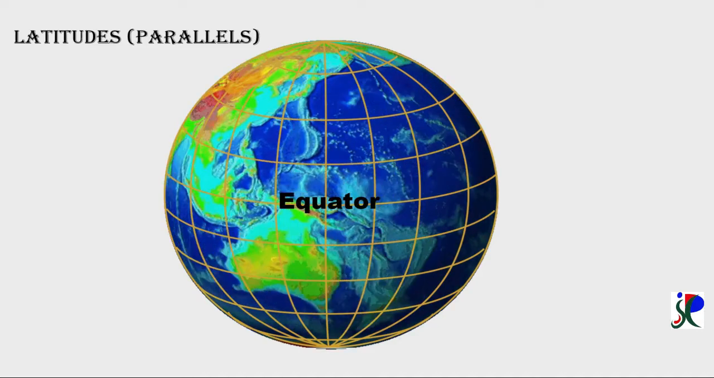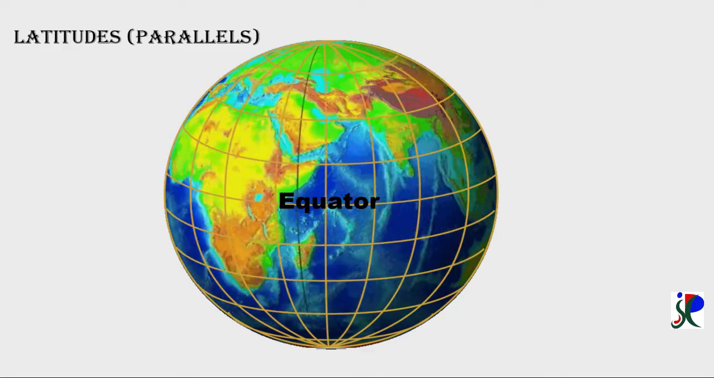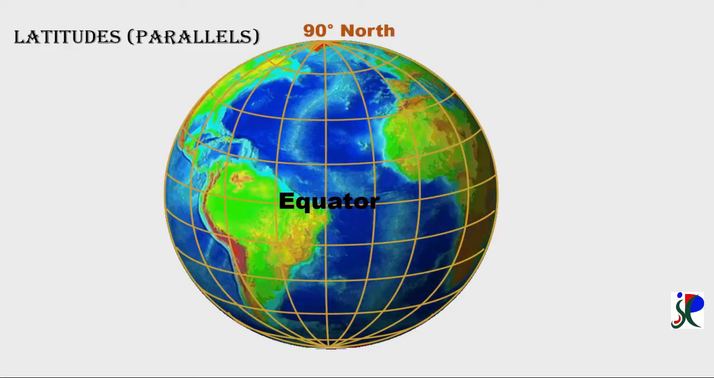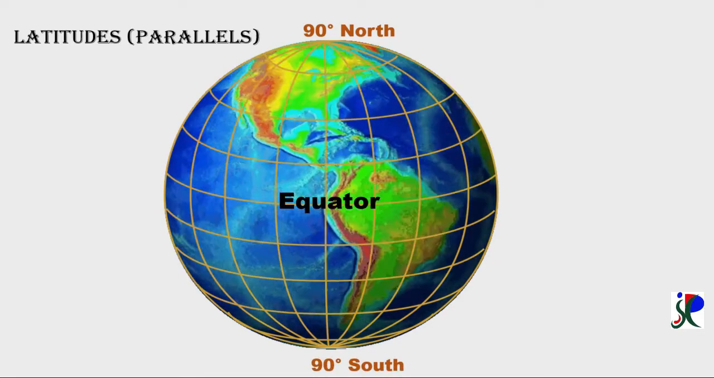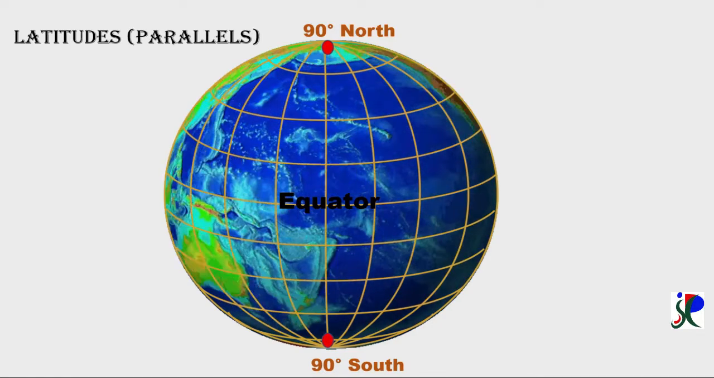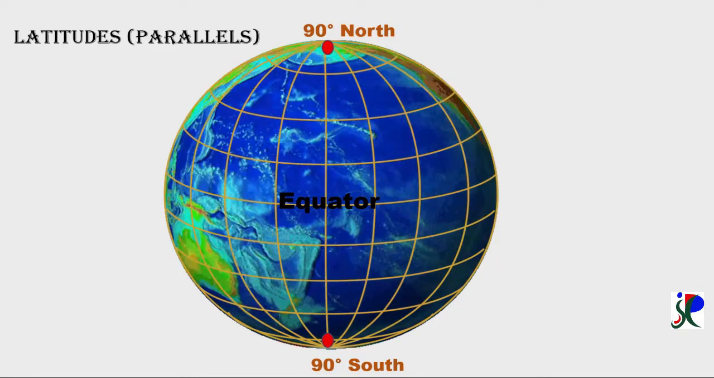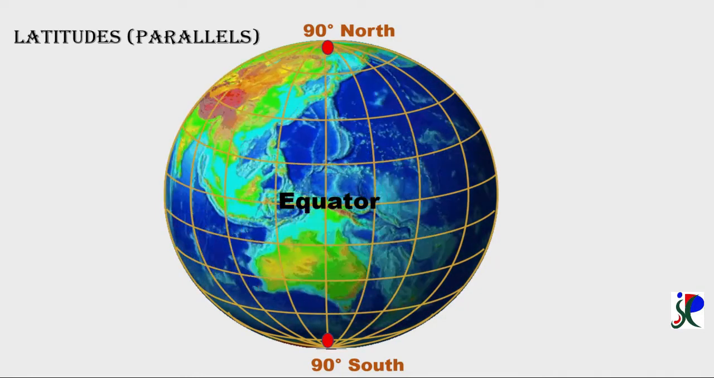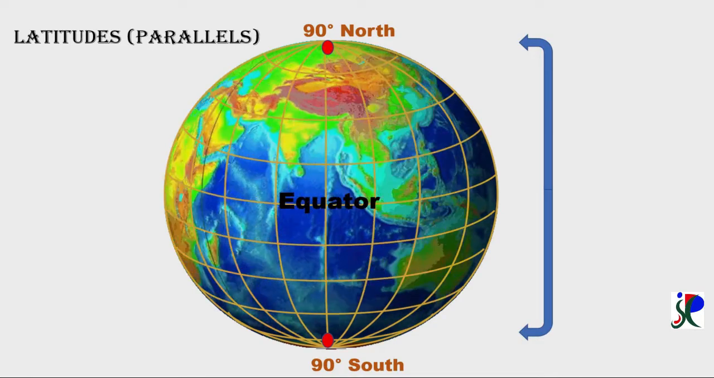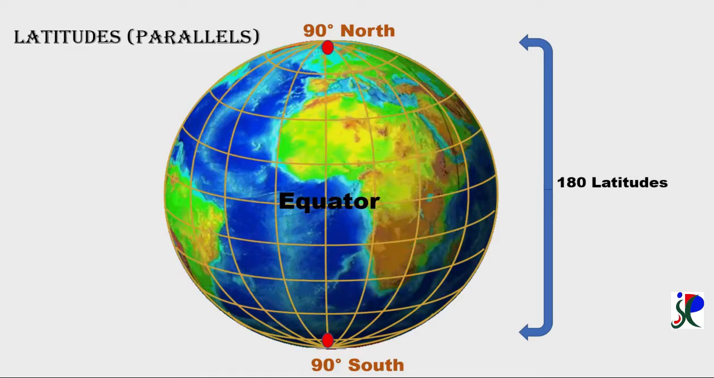Equator is the largest among all the latitudes. All other latitudes on either side gradually become smaller towards poles. At the poles, the 90 degrees north and 90 degrees south are not circles at all. They are just points. Counting from one pole to the other, there are 180 latitudes, not counting the equator.